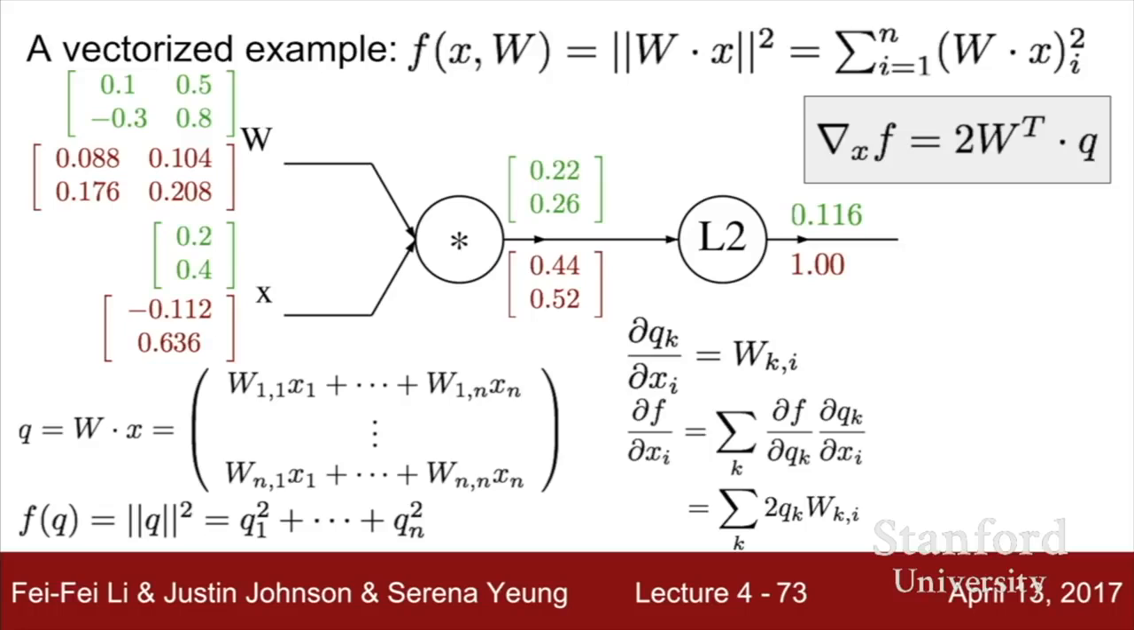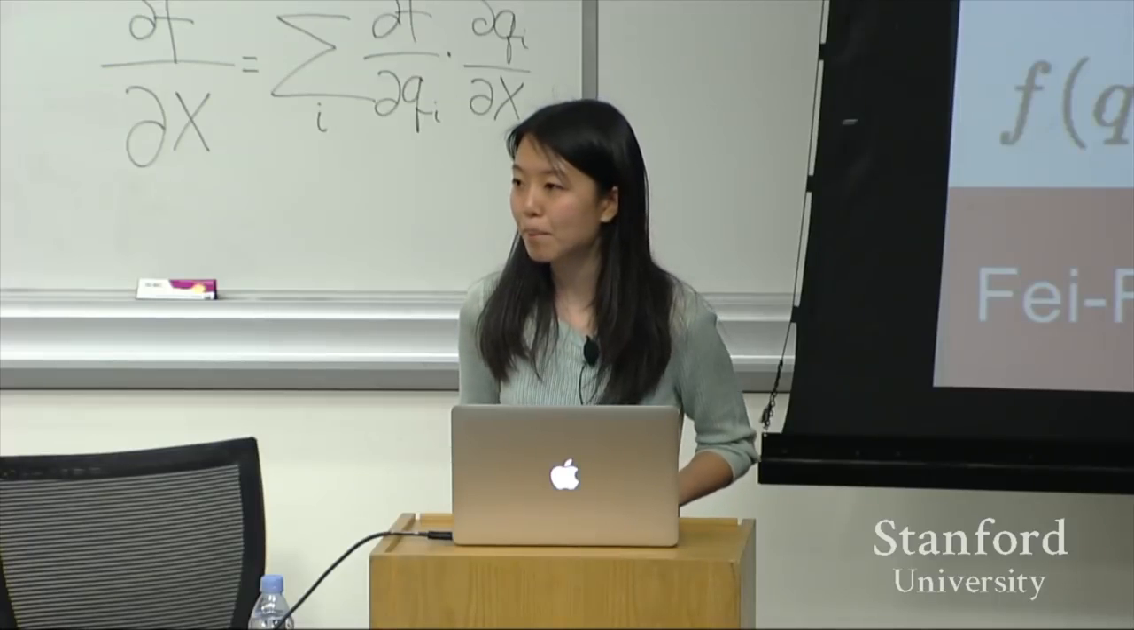This is going to be the gradient with respect to x, again of the same shape as x, and we can also write this out in vectorized form if we want. Okay, so any questions about this? Yeah.